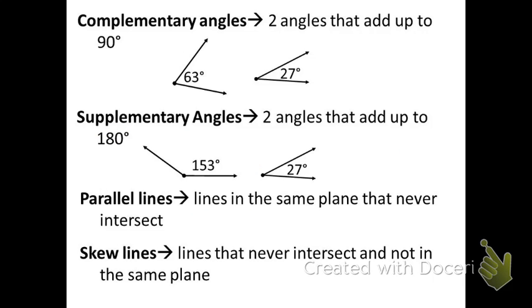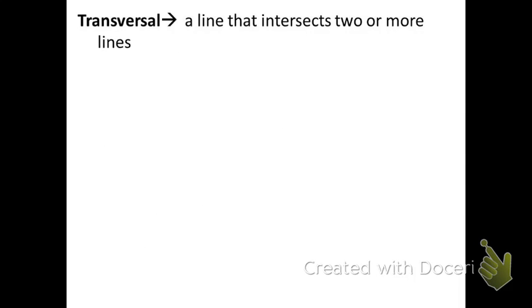Parallel lines are lines that are in the same plane and never intersect, and skew lines are lines that never intersect and are not in the same plane. So I went over this with an example. I'm going to use the next page to talk about skew. We'll come back to that transversal in just a second. But I drew part of a cube.